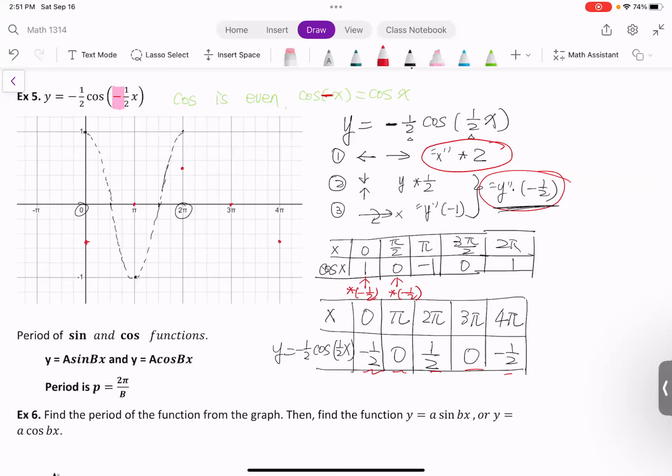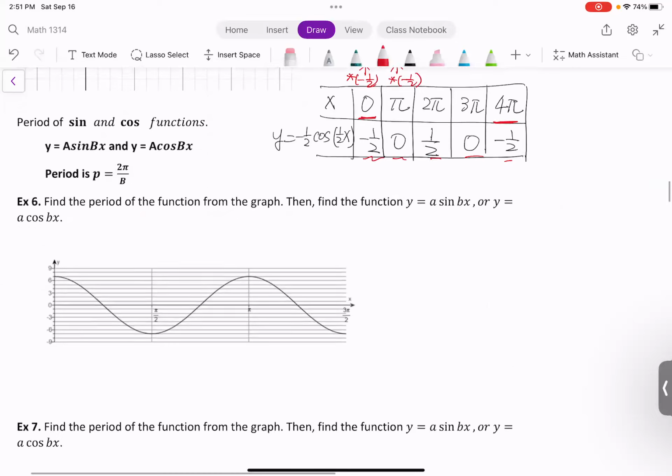Okay, let's graph it, and do not change the shape. If I'm only looking for one period, it is from 0 to 4 pi, because the period changed. So this is the graph.